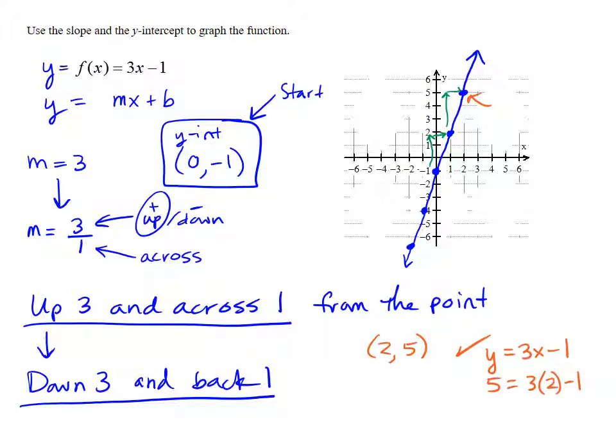This should give me a true statement. And in fact, it does. 3 times 2 is 6, minus 1 is 5, so I get a true statement of 5 equals 5. Always a good idea to check at least one extra point right at the end before you say that's my true graph.